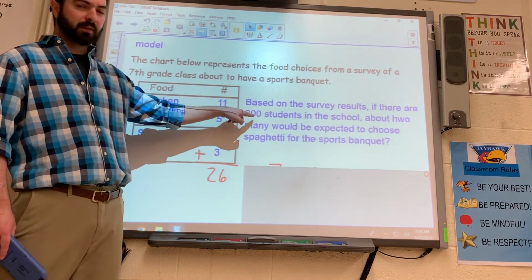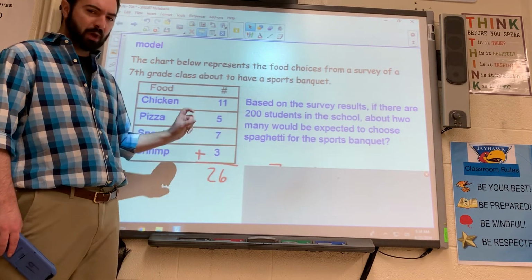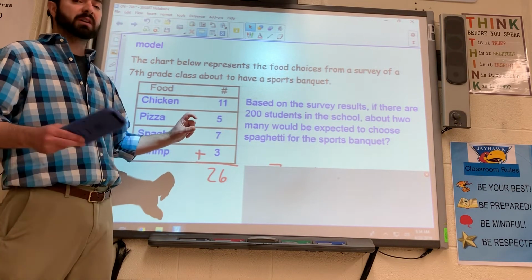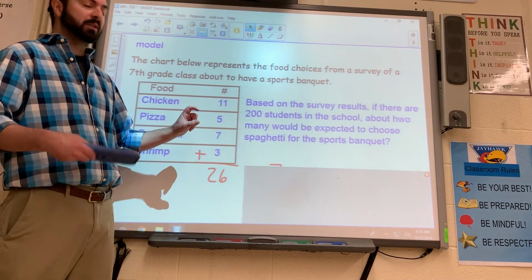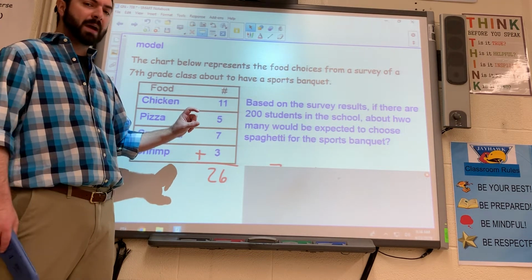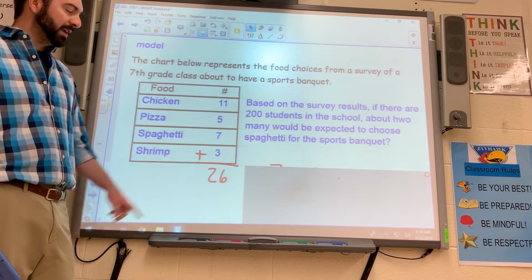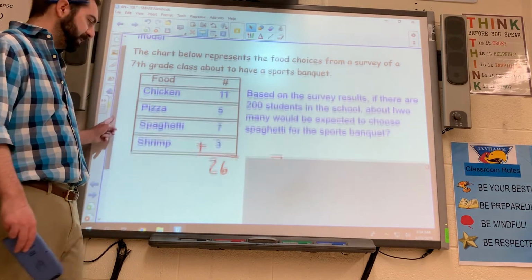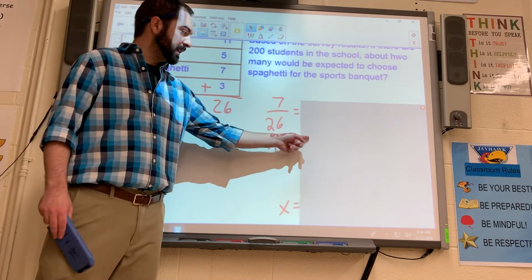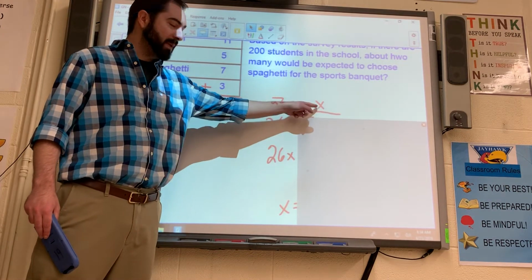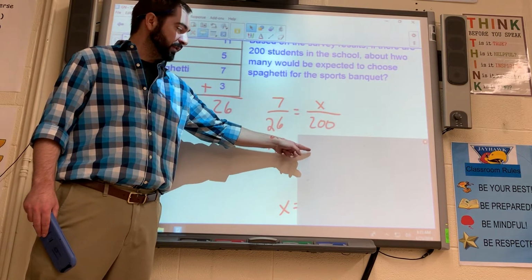They didn't have time to survey all 200 people, so they took a small sample size, and now we're going to just theoretically, using probability, try to decide about how many people would choose spaghetti if there was 200 people invited. Well, I know that 7 out of 26 people chose spaghetti. And again, I want to find out how many people chose spaghetti if there was 200 people.